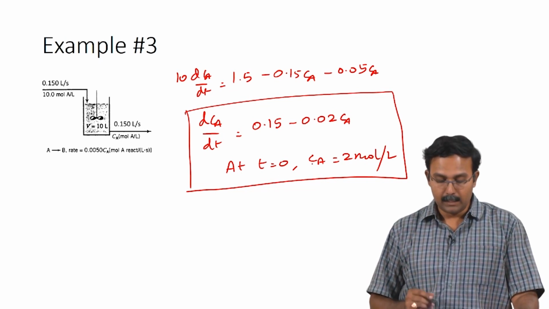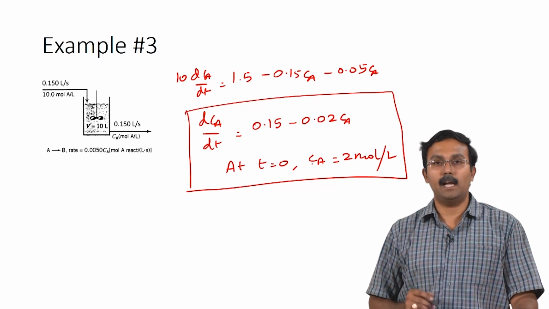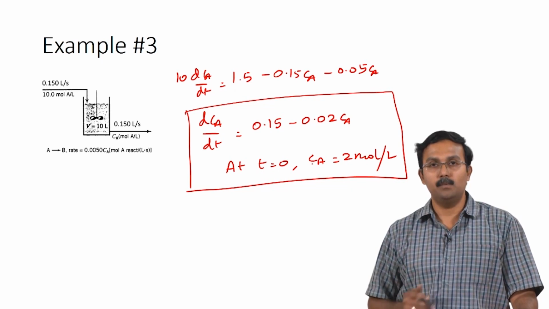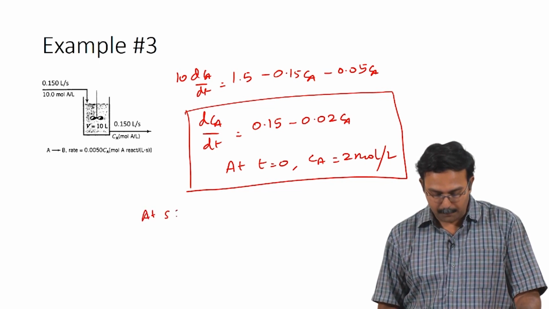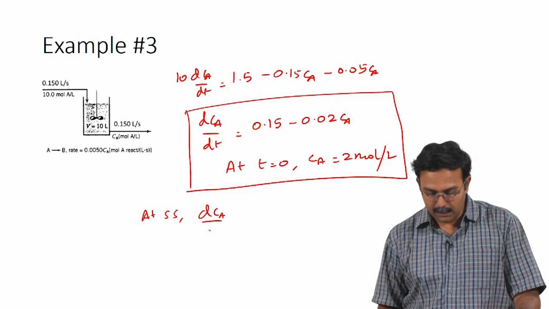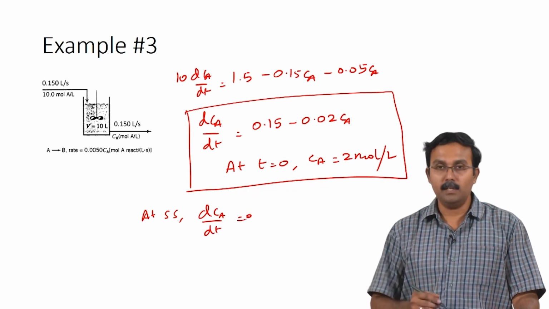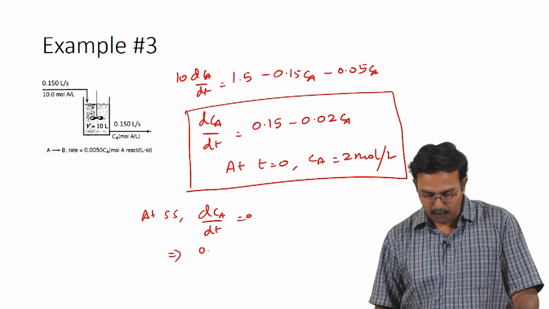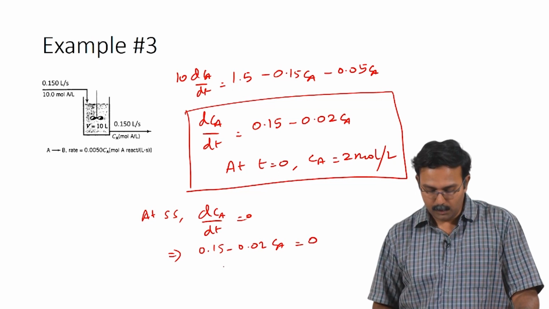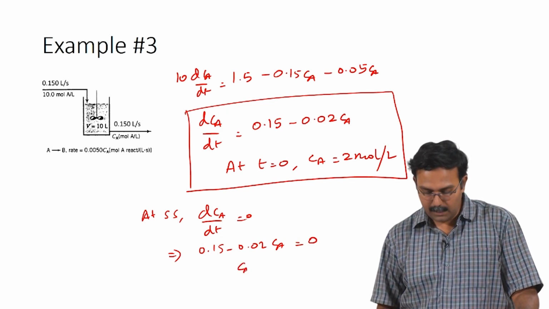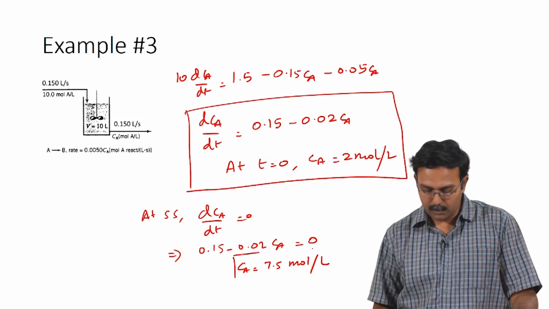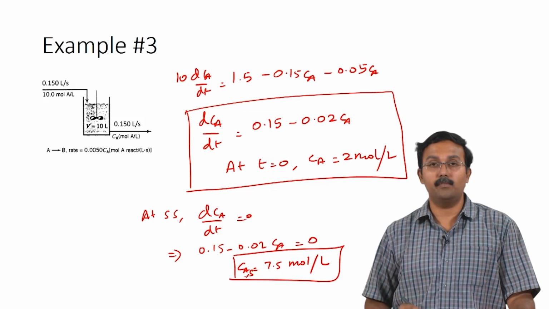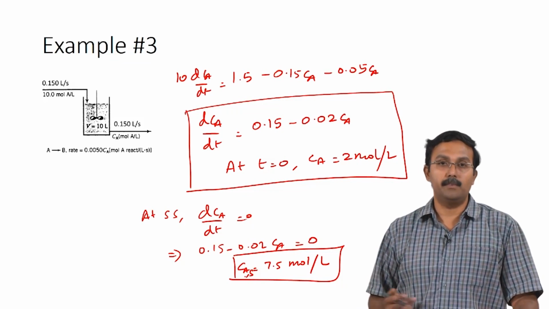So this would be the differential balance equation and the initial condition which can be used to solve this problem. The next part of the problem asks us to calculate the value of Cas, which would be the steady state concentration of A. At steady state, dCa/dt will be equal to 0. Substituting this back, you would have 0.15 minus 0.02 Ca equals 0, so Ca equals 7.5 moles per liter. That would be the steady state concentration of A when time tends to infinity.